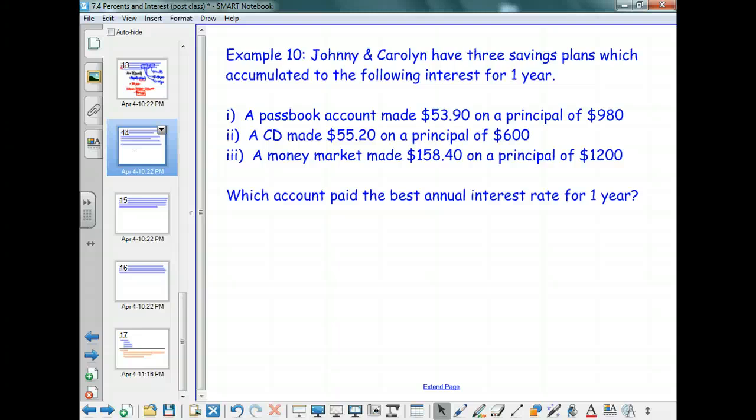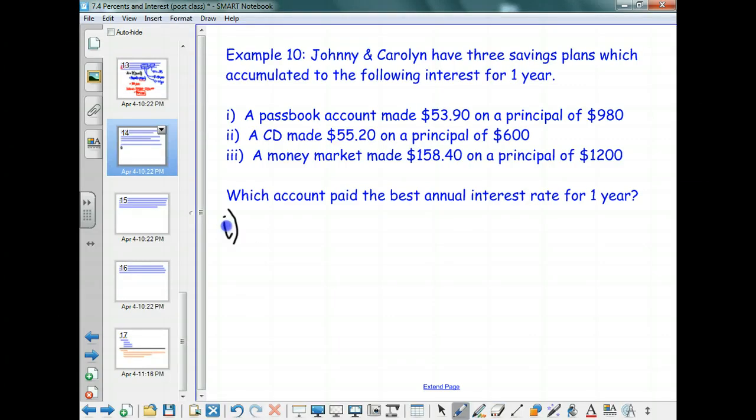This would be good to know, right? If you're being given some different options. And so what we're going to do is find the interest rate. So how do we find the interest rate? Well, we're going to figure out what percent they made out of what they were investing. So let's take part A, or I call it 1. Let's start with that.